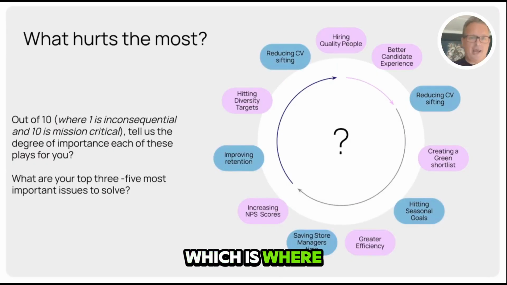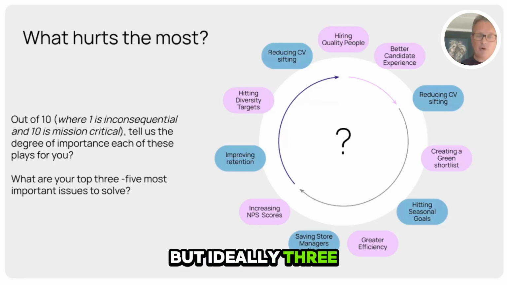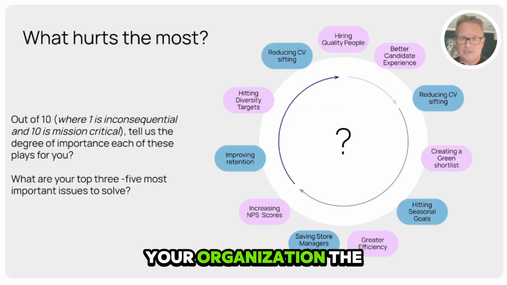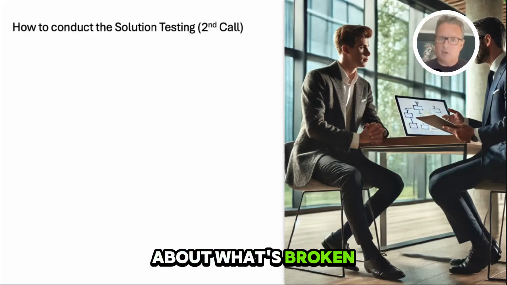So you're playing back your visual pain statement, and then you're capturing on what we call the wheel, which is where you've taken out all the big pain points. But what we're looking for is the top 3, 5 at the most, but ideally 3, and ideally number 1. Which of the pains that I showed you is the one that is hurting your organization the most? Because what you're going to do at the end of that call is say, great, I'm going to come back and play back to you, not just what you told me about what's broken in this process, but what everybody else has said, right?